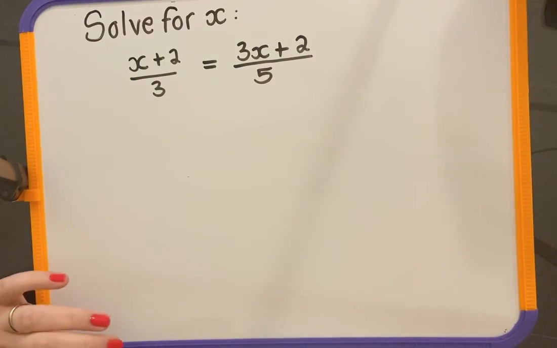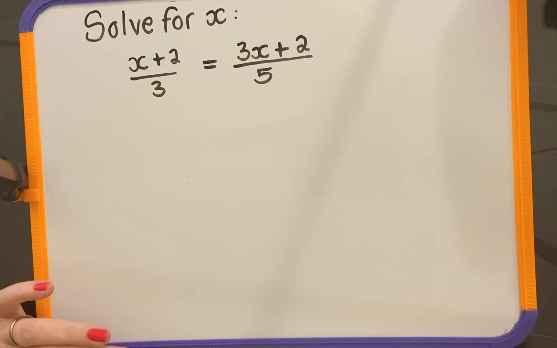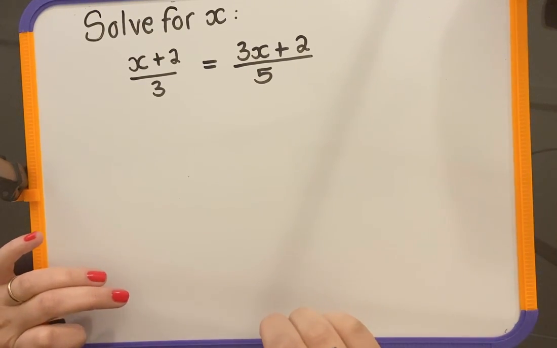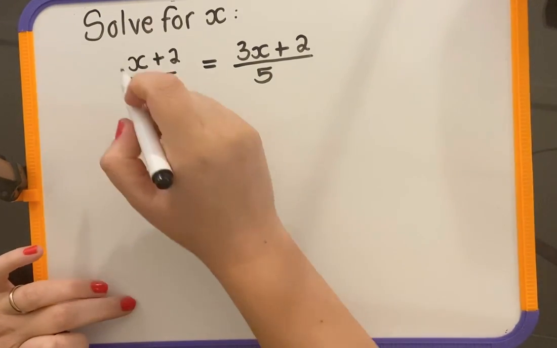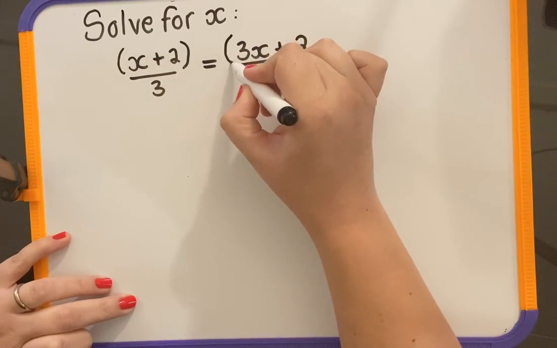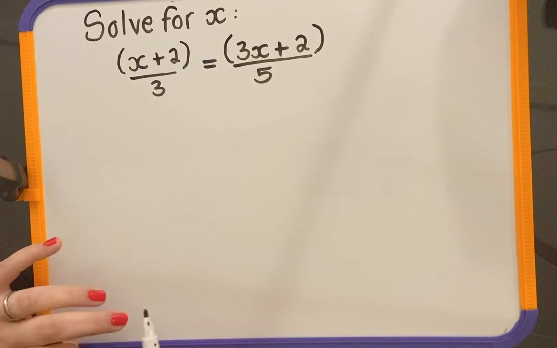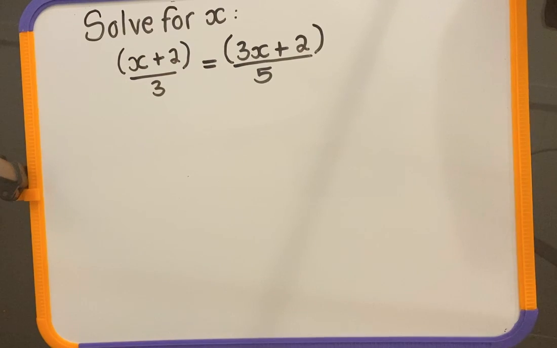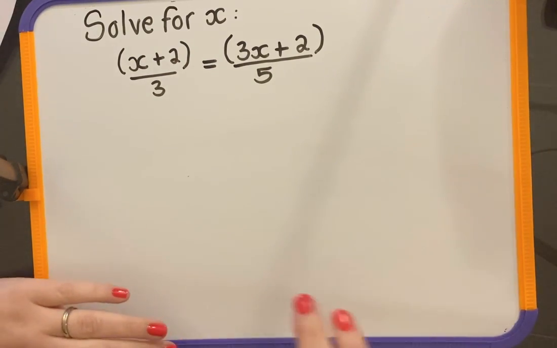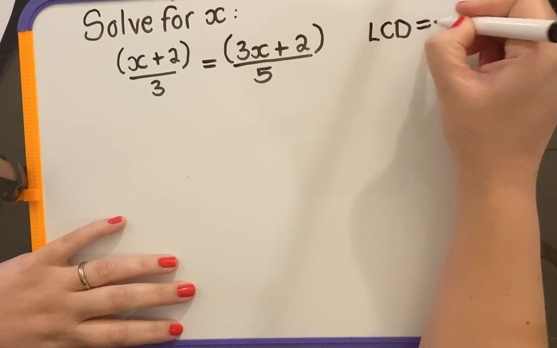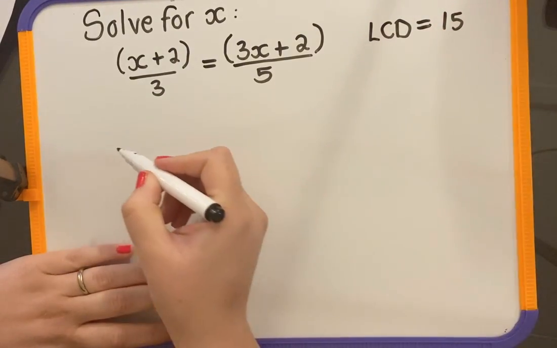Okay, now, what would we do here? If I look at this equation, I have two fractions, and both of my fractions have a binomial in the numerator. So the first thing I'm going to do is put brackets around my numerator. I then say to myself, okay, well, I'm working with a fraction. I need to find an LCD. What do 3 and 5 both go into? They both go into 15.